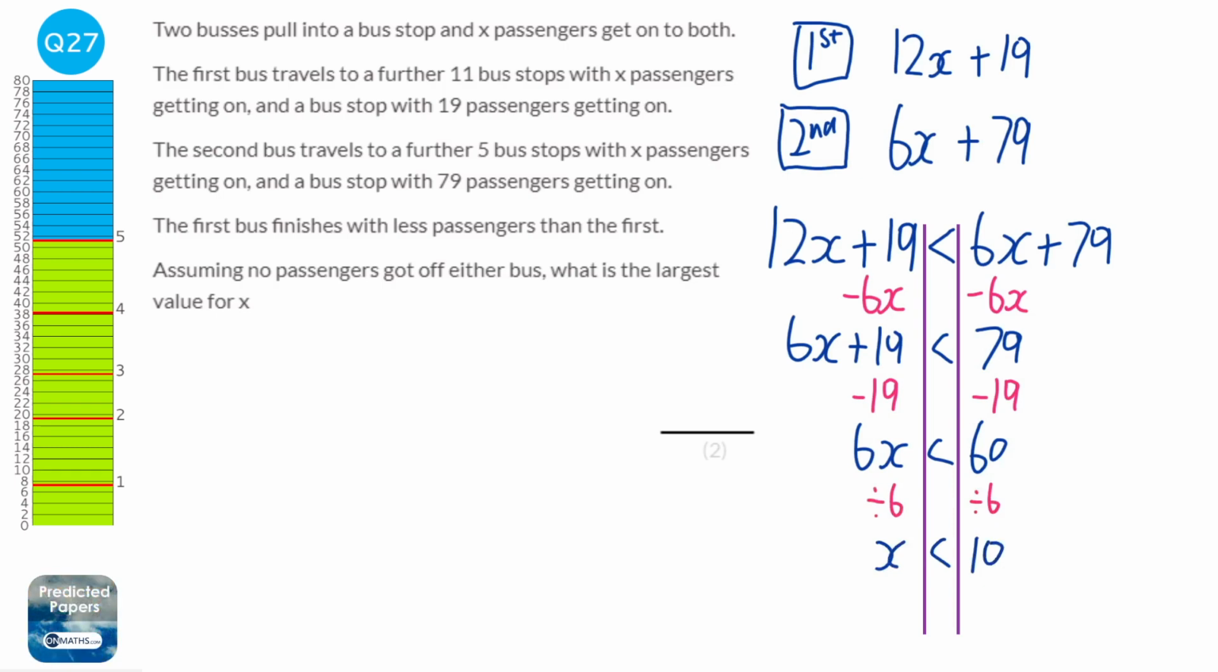Now, it says here, assuming no passengers got off either bus, what is the largest value for X? Now, it is tempting to write down 10, but it says X has to be less than 10. So the biggest number we can get that is less than 10 is 9.